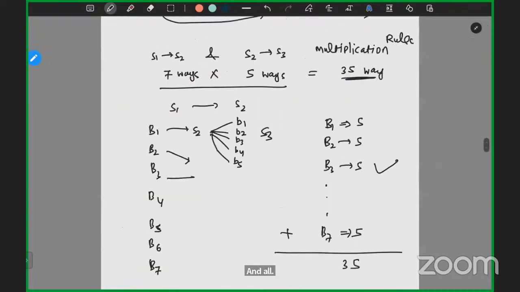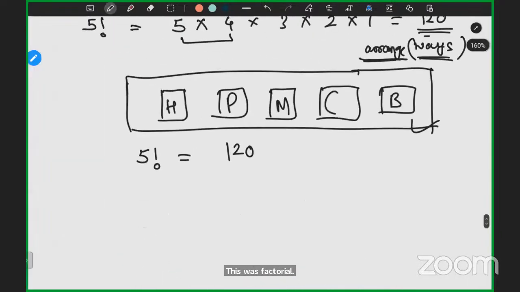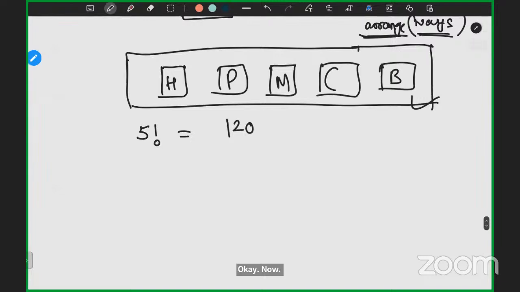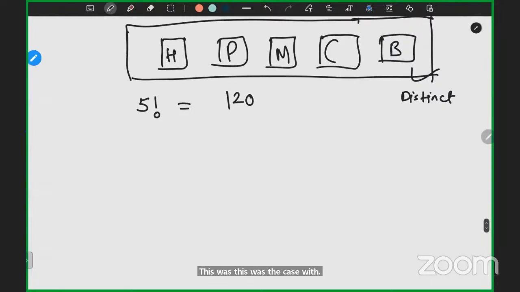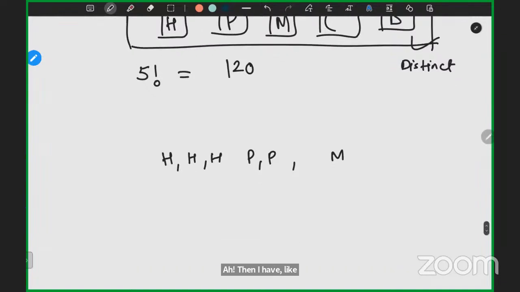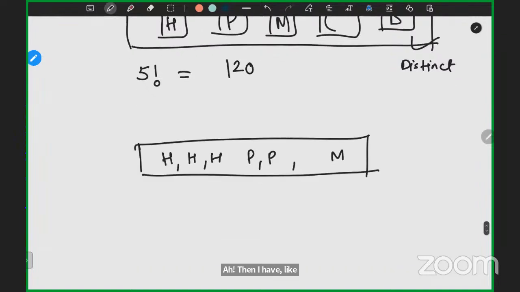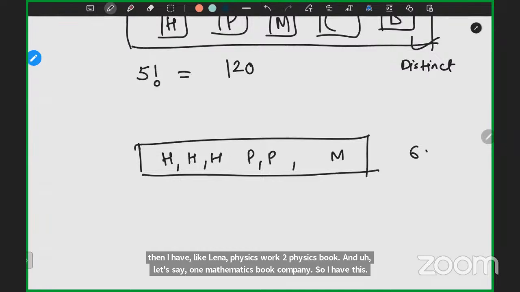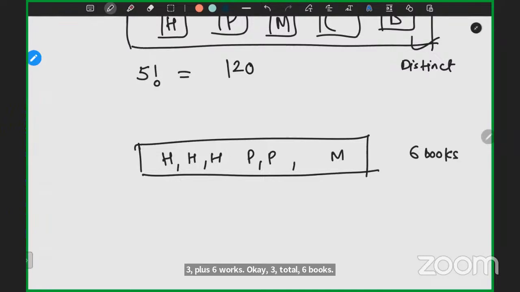Now, what will happen if I have repeating things, not distinct? This was the case with distinct items. Else I have not distinct items. Let's say I have 3 history books, then 2 physics books, and 1 mathematics book, something like that. So I have in total 3 plus 2 plus 1, 6 books.